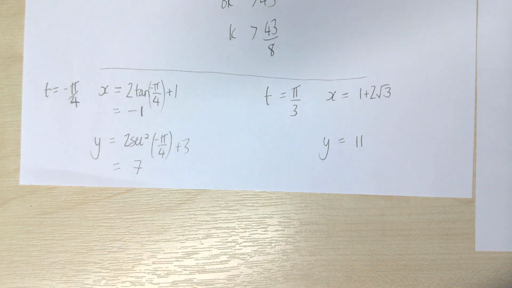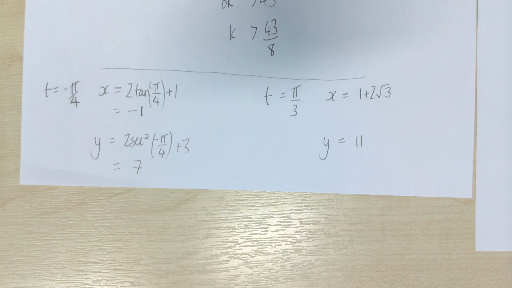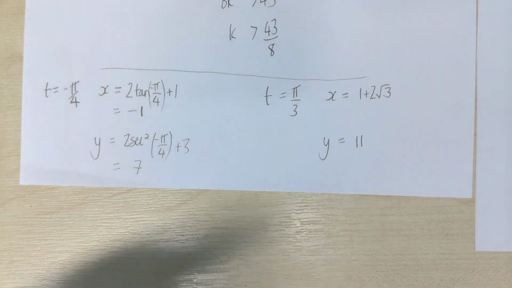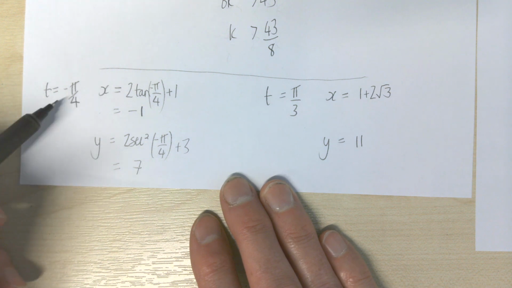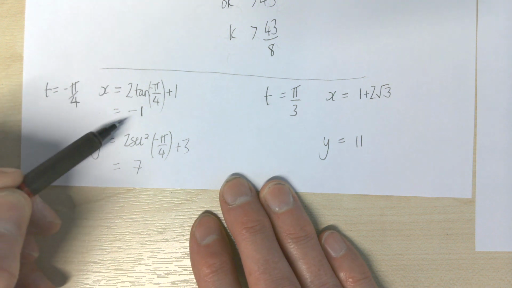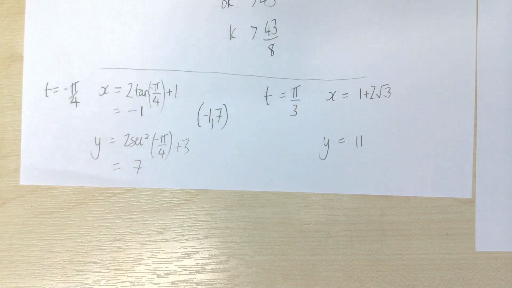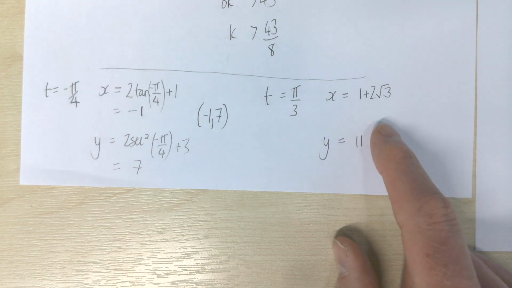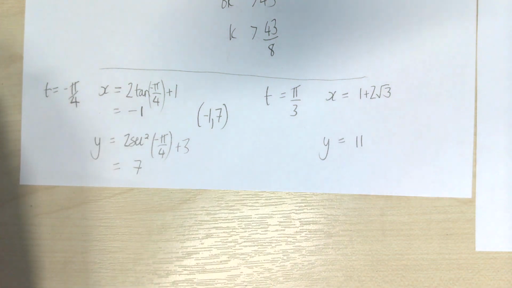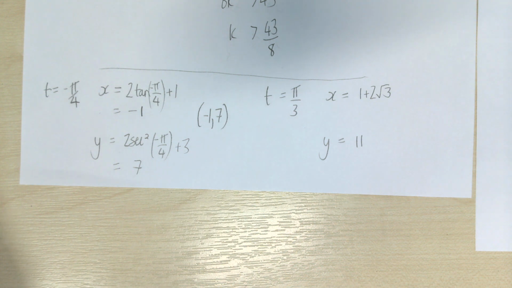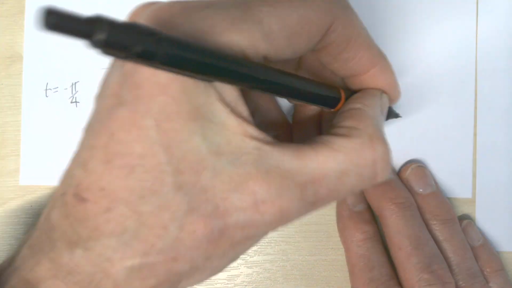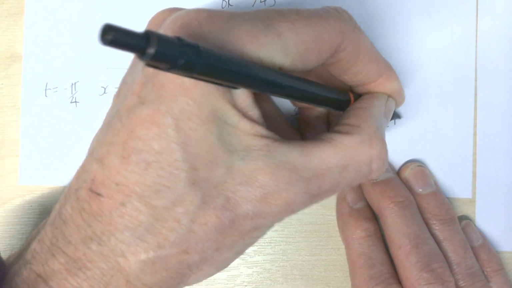So what I did was I went all the way back to the original parametric equations and worked out the value of x and y I got when t was minus pi over 4: minus 1, 7. So that means the curve starts at minus 1, 7. And when t is pi over 3, you get this rather horrible number. I'm just very quickly on my calculator typing in what 1 plus 2 root 3 is to get a rough idea. So it's 4.5-ish, 4.46.